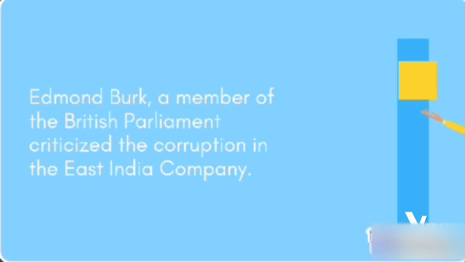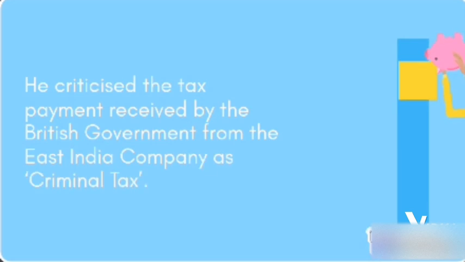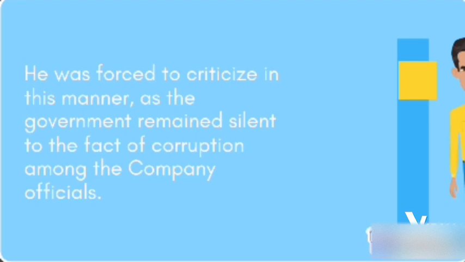Edmund Burke, a member of the British Parliament, criticized the corruption in the East India Company. He criticized the tax payment received by the British government from the East India Company as criminal tax. He was forced to criticize in this manner, as the government remained silent to the fact of corruption among the company officials.